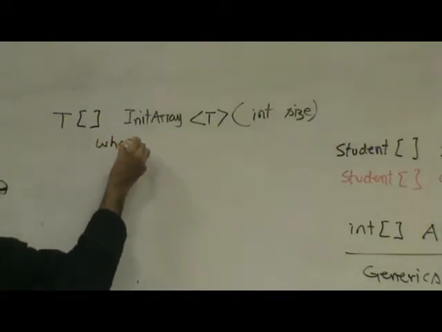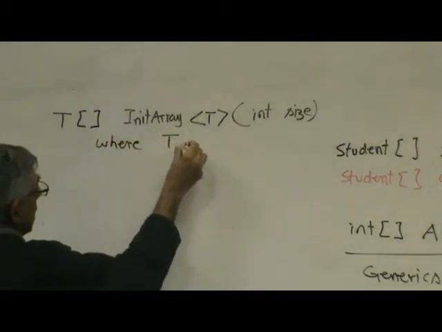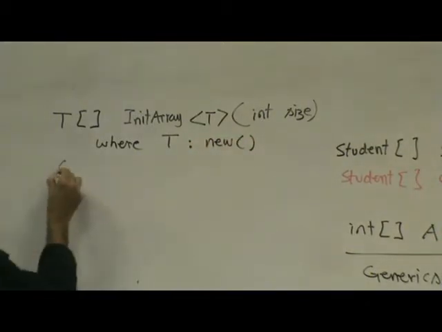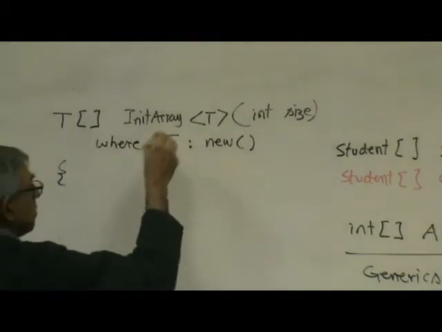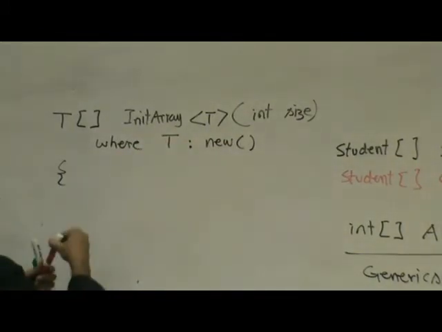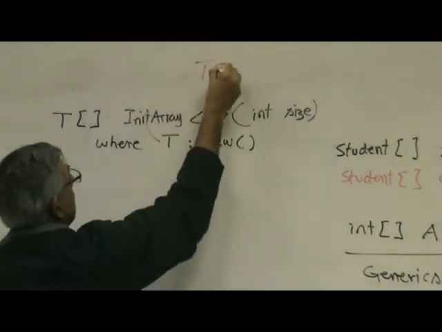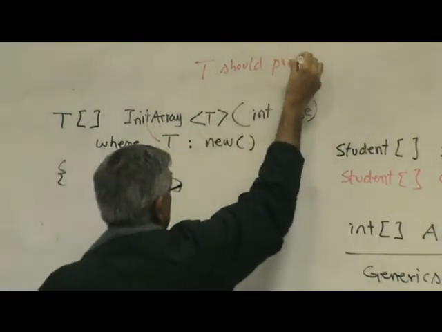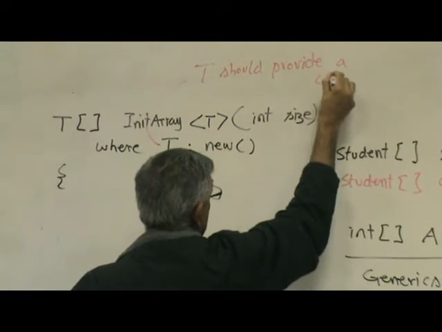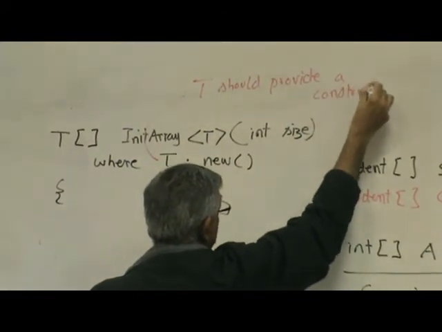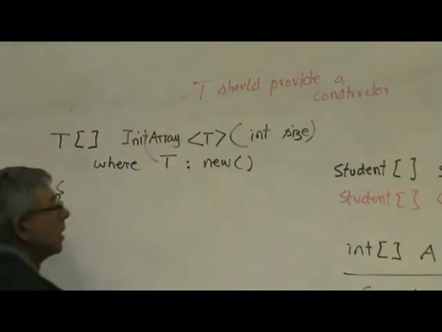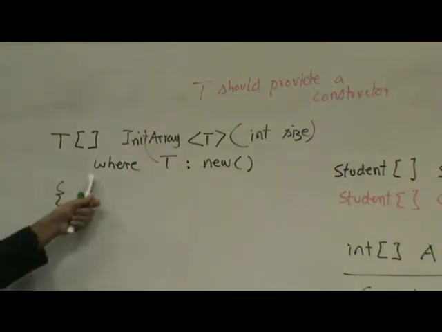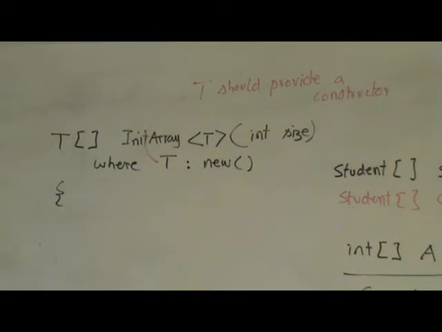Now this is how we specify that constraint, where T new. Okay, so basically all this means is that T should provide a constructor. If it did not provide a constructor, this code cannot be called. Okay, so this is our first example of a constraint.